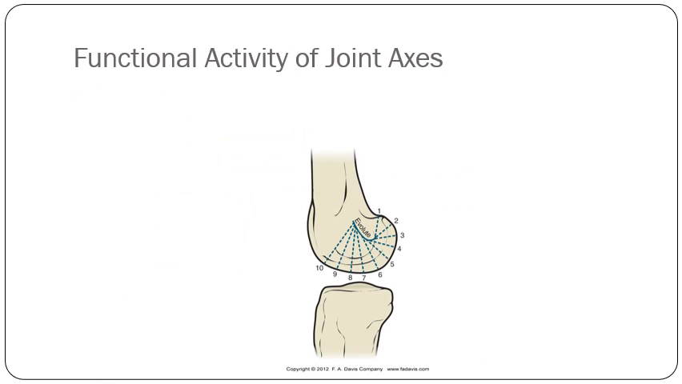Functional activity of joint axis. It's important to note that the center axis of the joint changes during human movement. Even when we talk about hinge joints, while they function like a door hinge would, they don't act the same way. They're not a fixed shape. If that were the case, we would be very limited in our motion. Our joints aren't totally congruent; they're congruent to the point where they maintain stability.